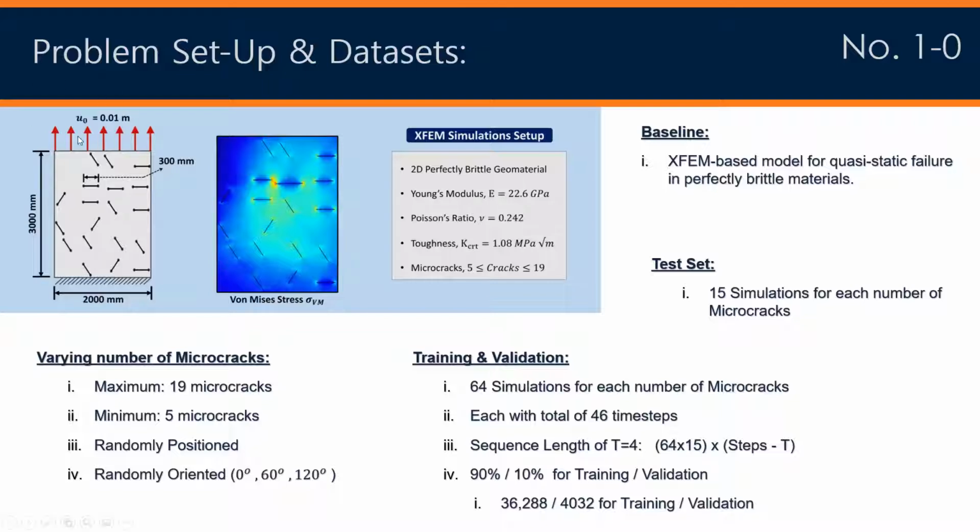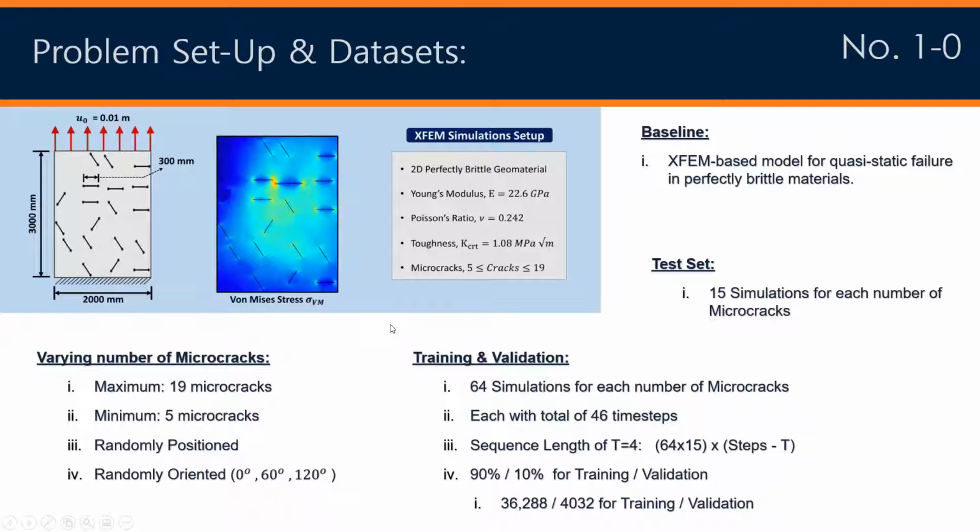The displacement is kept constant, and the material properties are kept constant for the training data set. Then using this approach, we create 64 simulations for each number of microcracks from 5 to 19. This gives us a total of 960 simulations for the training data set, which we split by 90% and 10% for training and validation respectively.